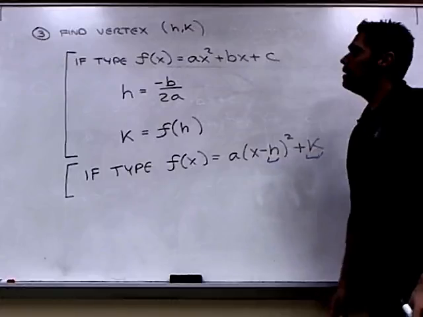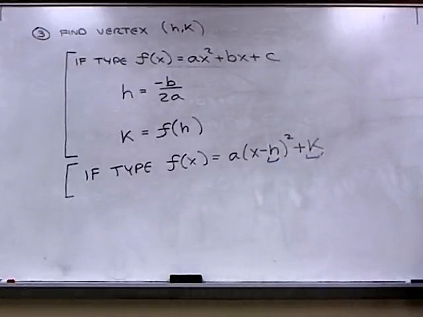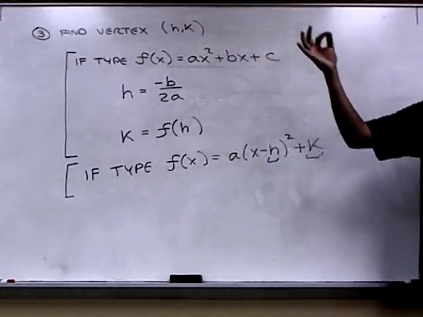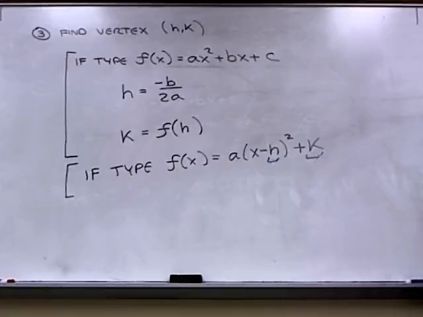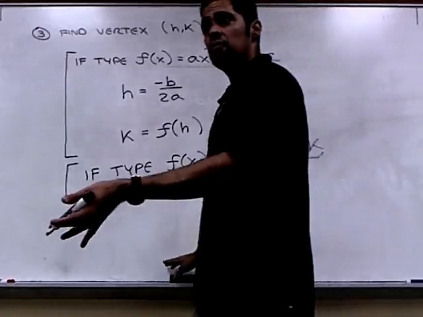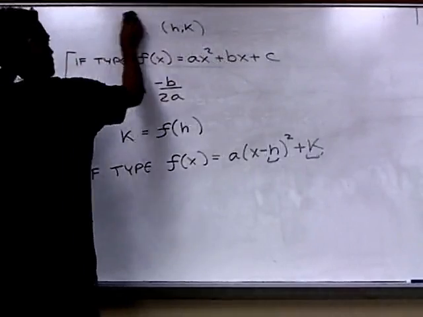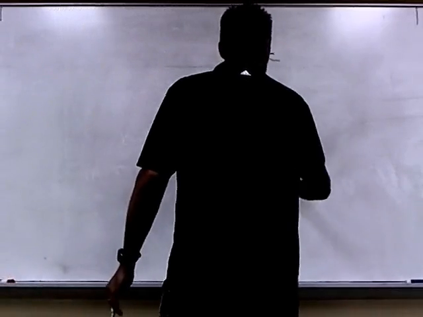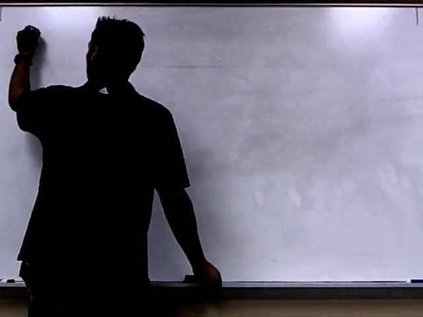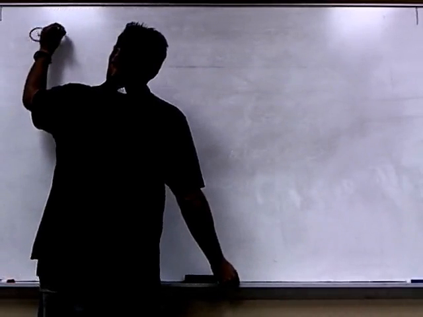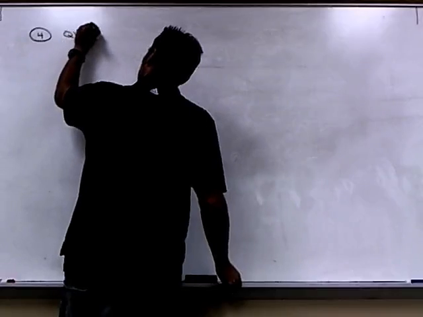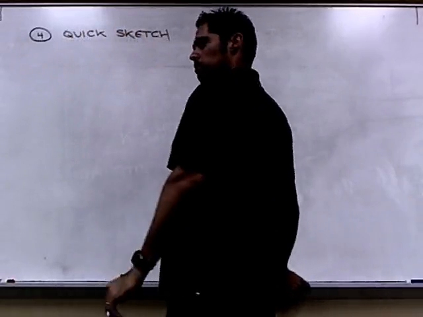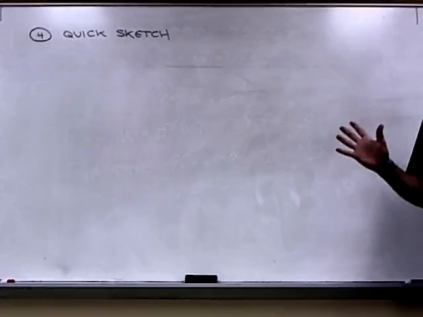Okay, so we have a way of determining if it went up and down. We have a way of determining where that vertex is. What do you think we should go for next? The intercepts, right? But hold on. I do something a little bit different here, and you'll see why. Our fourth step is to do a quick sketch. We're going to do a very quick sketch of what we have at this point.